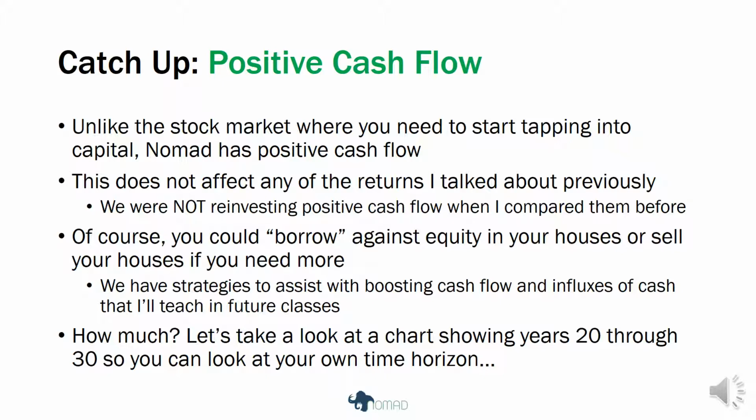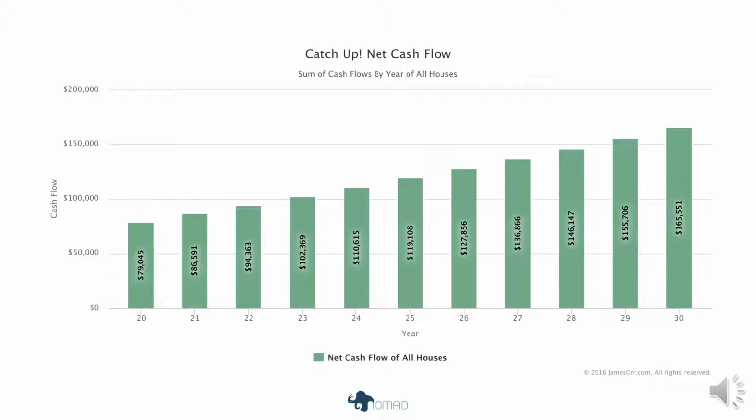So how much positive cash flow can you get from the Nomad model? Because it's throwing off this cash flow. Let's take a look at years 20 through 30 so that you can pick out your time horizon for doing Catch Up Nomad. So these are the net, after all expenses, cash flows of all your properties combined doing the Catch Up Nomad model in years 20 through 30. So, if you started at age 40, year 21 is age 60 for you. And at age 60, Catch Up Nomad will be throwing off $79,000.